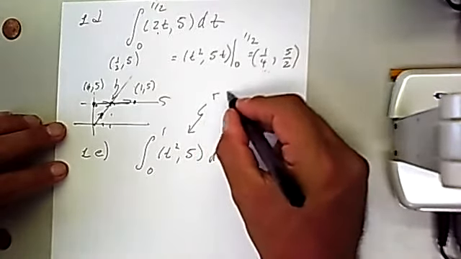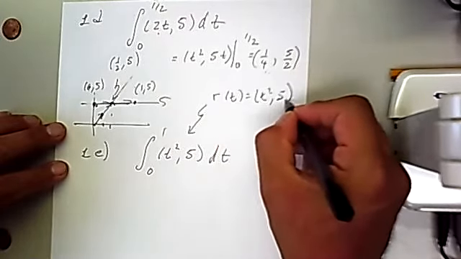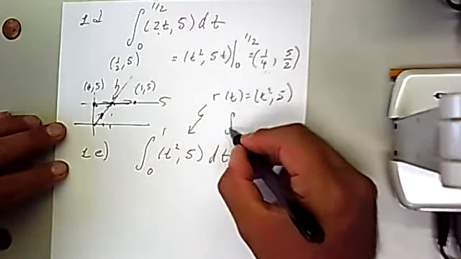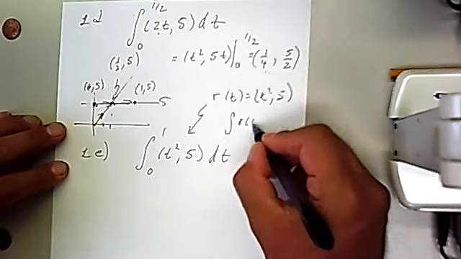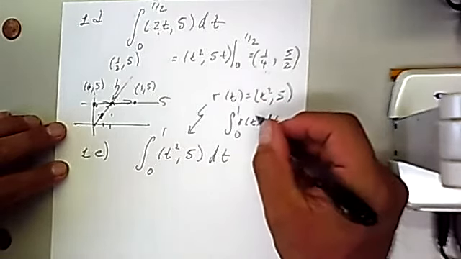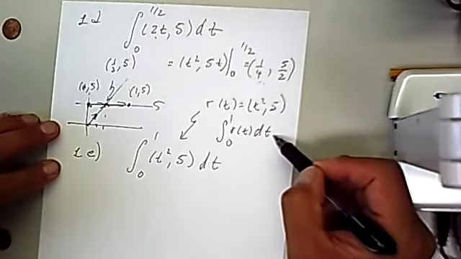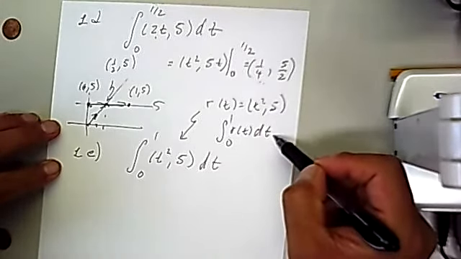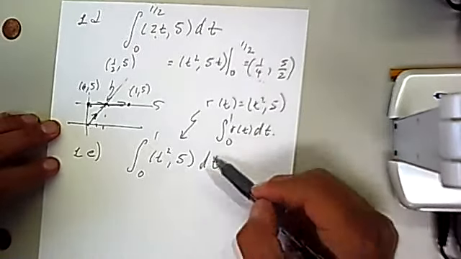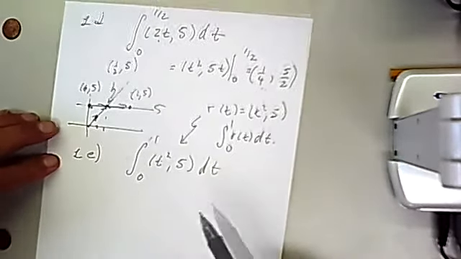Let's say r of t is equal to t squared comma 5, and then let's find the integral of r of t dt from 0 to 1. Instead of doing those two extra steps, telling you what the function is and telling you what the integral is that we want to find, I'm just doing all of that in one step. And this is the function that we're integrating, and there's the integral.